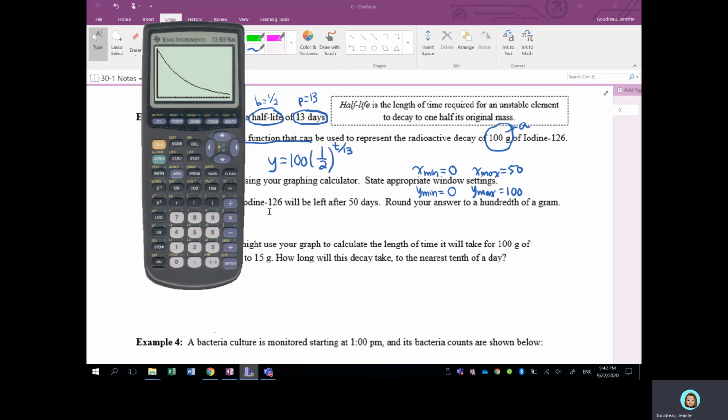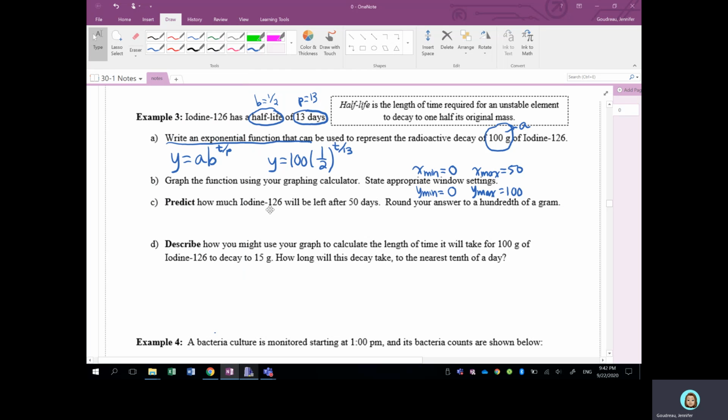All right, part C, predict how much. So we want to know y, the end amount, after 50 days. So I am telling you t is equal to 50. There are 2 ways to solve this problem, and since we're not told a specific strategy to use, we can use one of these 2.